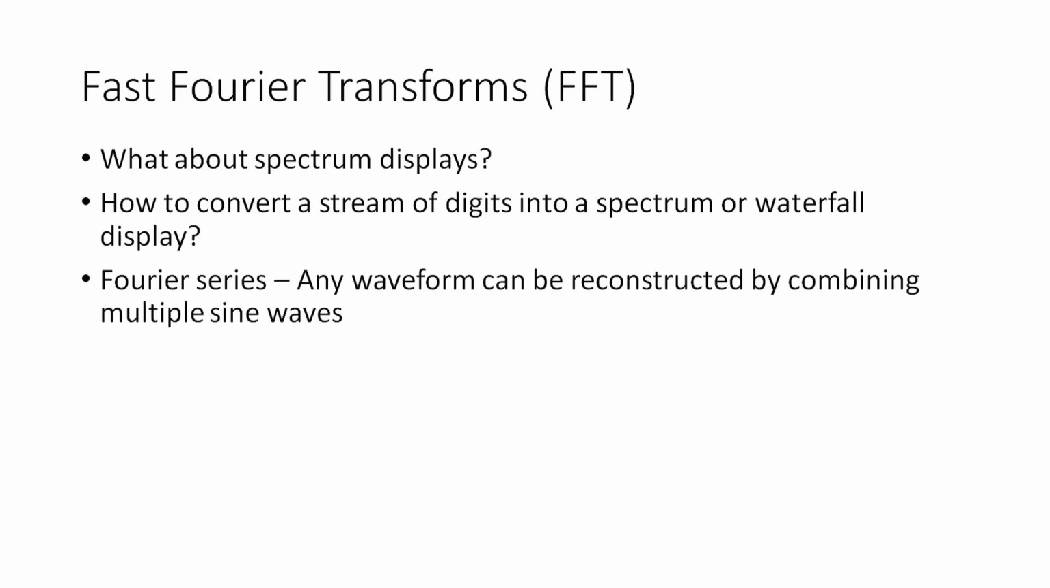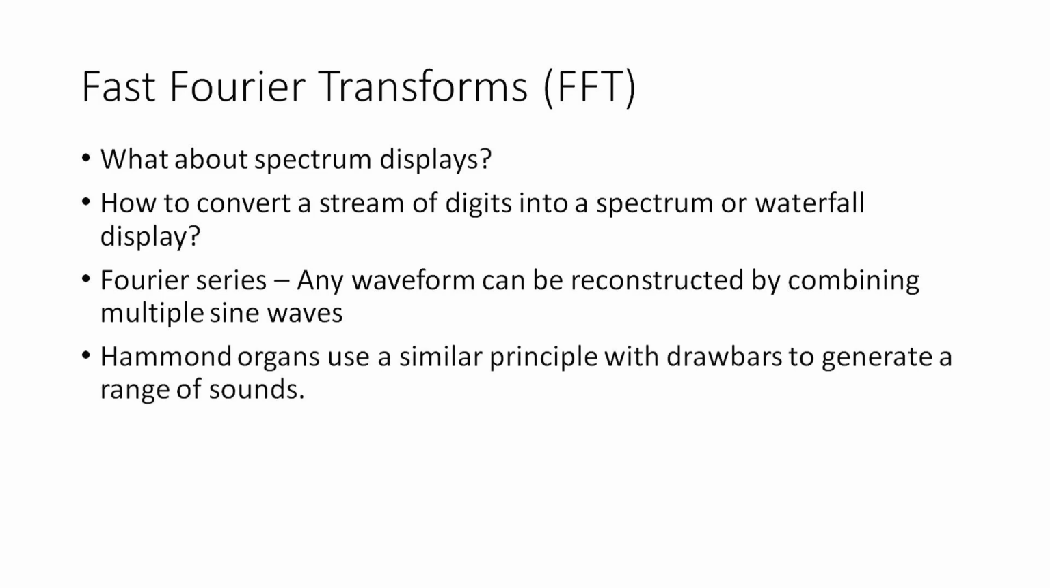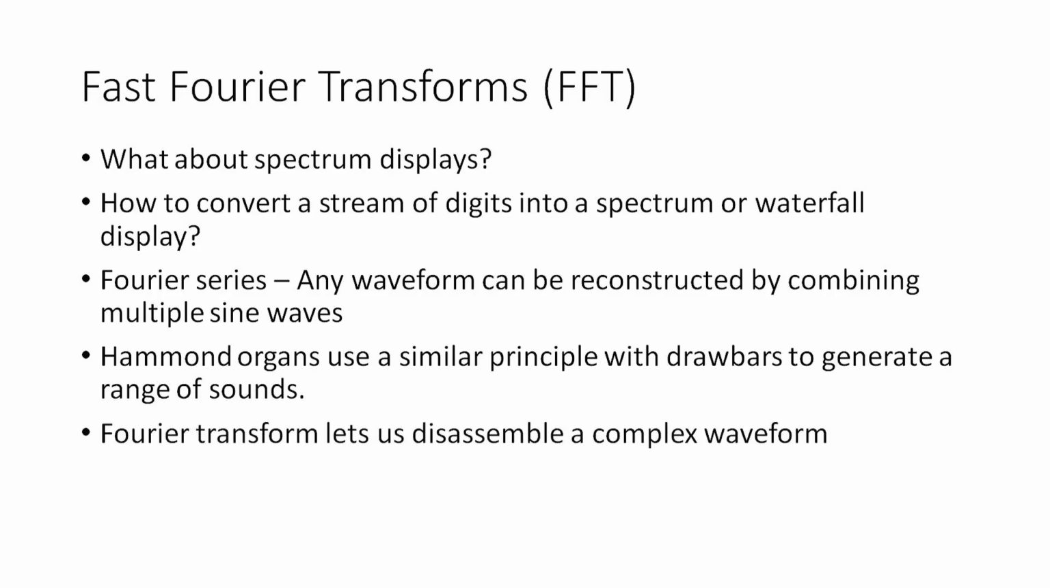Well, we use a basic principle called the Fourier series. And that says that any waveform can be constructed by combining multiple sine waves. Hammond organs use that principle. I suspect you know Hammond organs have got tone wheels inside, or always used to in my day, and produce basically sinusoidal tones, and you use the drawbars to mix them to make all sorts of interesting sounds. Same sort of thing with church organs. Well, the Fourier series lets us disassemble a complex waveform. So that's what we're going to do.